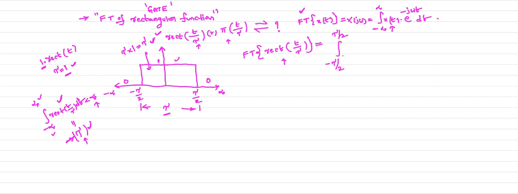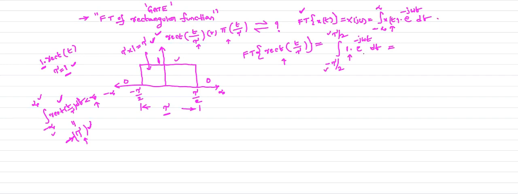Now from minus tau by 2 to tau by 2, what is your x of t? What is your rectangular function value? Your rectangular function value is 1. So 1 into e power minus j omega t dt. In between minus tau by 2 to tau by 2, your rectangular function is 1. Therefore I consider your rectangular function is 1 in between minus tau by 2 to tau by 2.